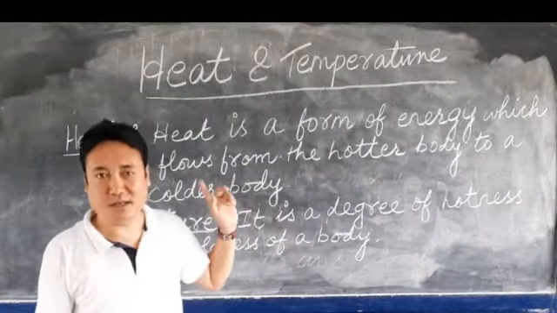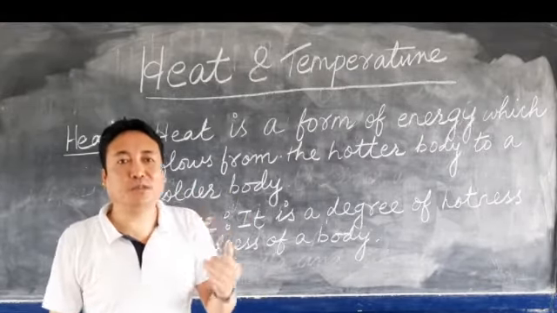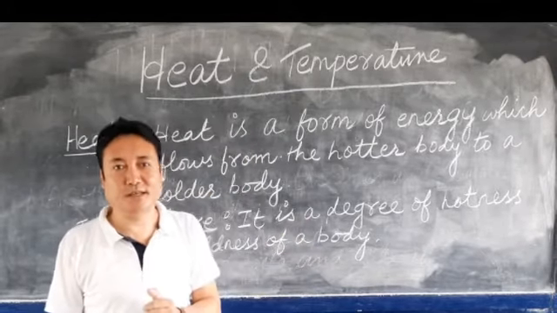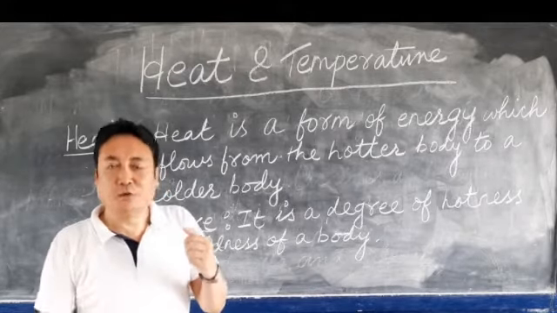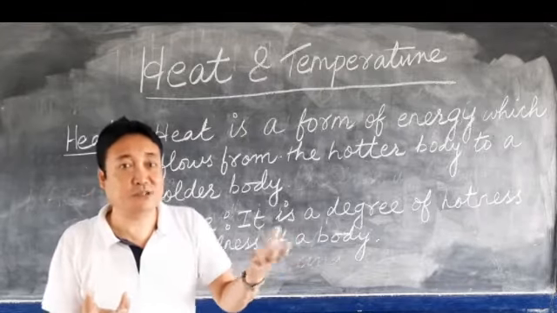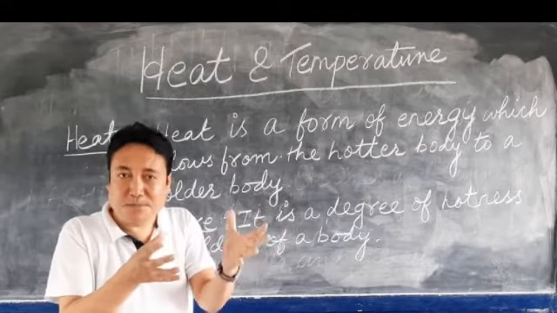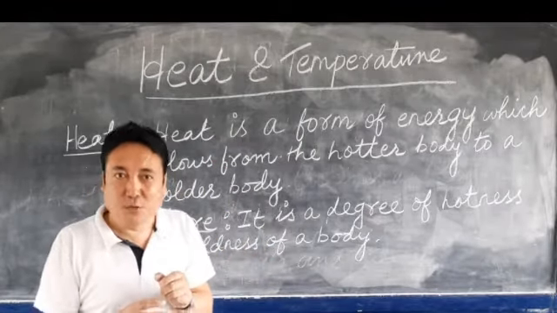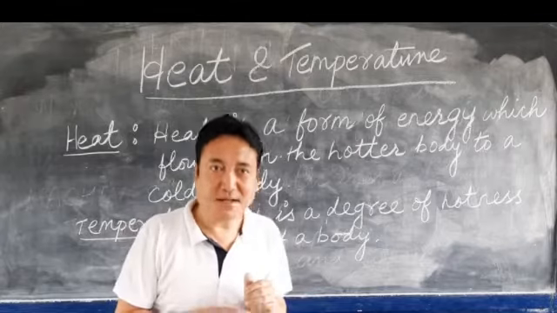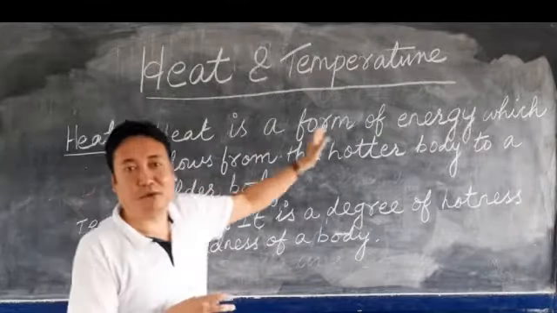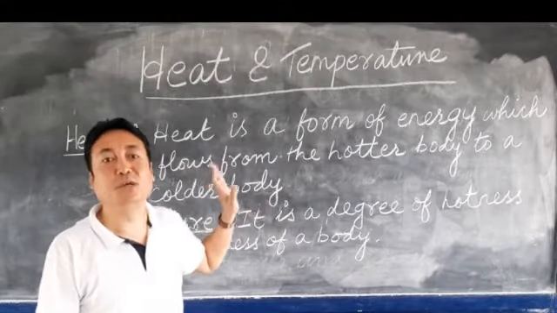This flow of heat keeps on taking place between the two bodies until both bodies attain the same temperature. The hotter body always has a higher temperature compared to the colder body, because the body is heated up. So the heat will flow from the hotter body towards the colder body until both attain the same temperature. Therefore, we can say that heat is a form of energy which flows from the hotter body to the colder body due to the difference in temperature.